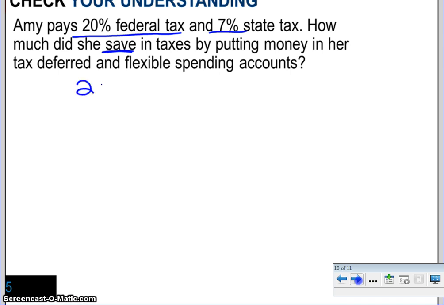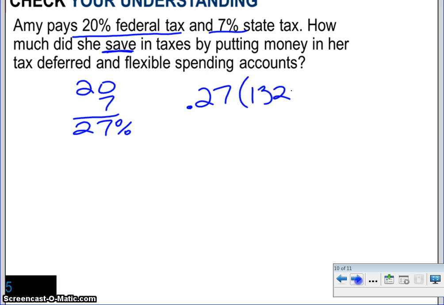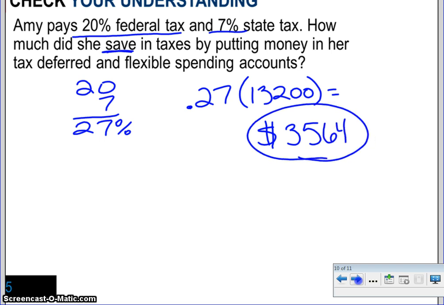Well, 20 plus 7%, she basically saved 27% on that amount because she did not pay taxes on it. So 27% as a decimal is 0.27, and we know it was on $13,200. So when I find 27% of, that's always multiplication when I use that word of, the $13,200, we see that Amy actually saved $3,564 by putting those into tax-deferred and flexible spending accounts.